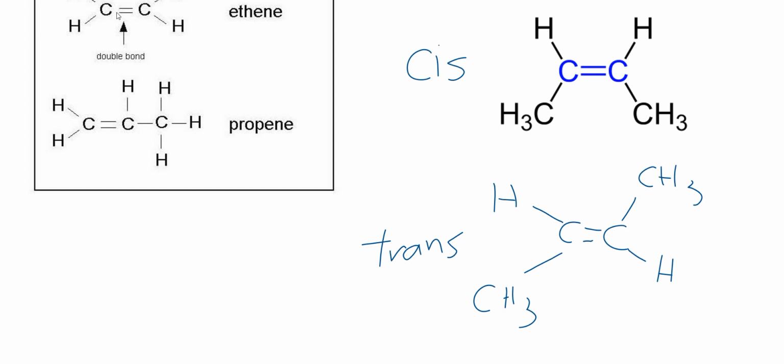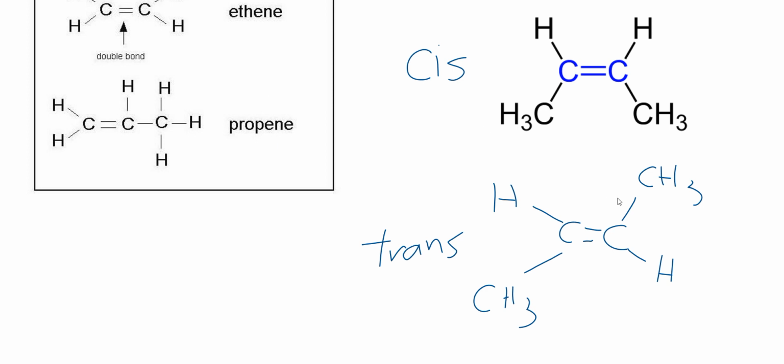But this is ethene because it has 2 atoms of carbon. Then the prefix is eth, and the ending is "ene" because it's an alkene with a double bond. This is propene because you have 1, 2, 3 atoms of carbon. Then the prefix is prop, and the ending is "ene" because it's an alkene.